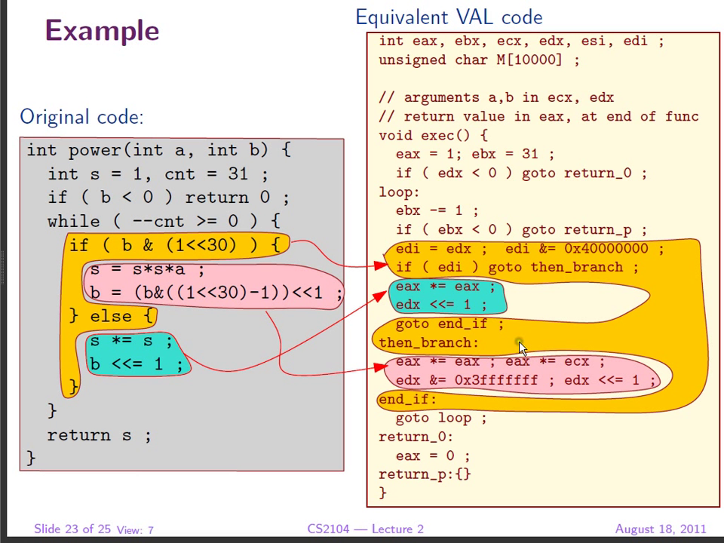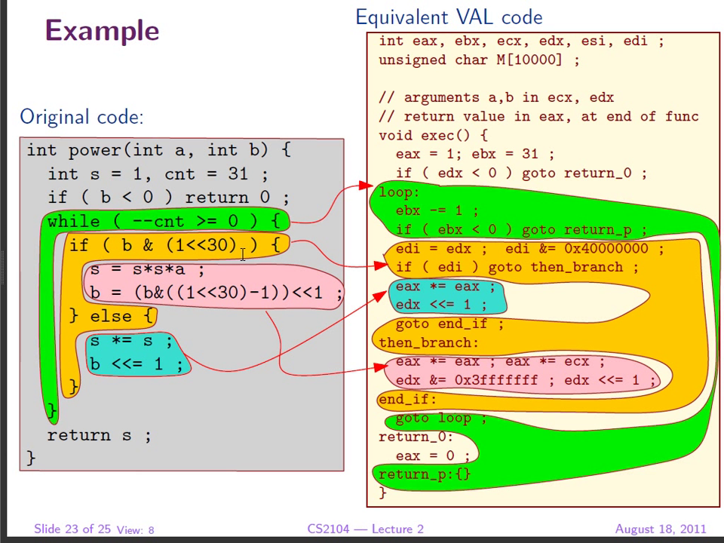And up here is going to be the translation of the else branch. So it's quite clear now that S star equal S is going to be EAX star equal EAX, and B left shift by 1 bit will be EDX left shift by 1 bit. So we know how we translated each of these parts. Let's see how we translate the while loop. The while loop is the green part, so it's a skeleton there. How do we do that?